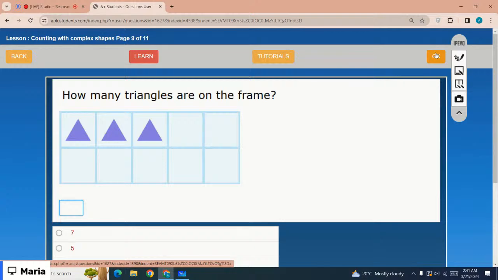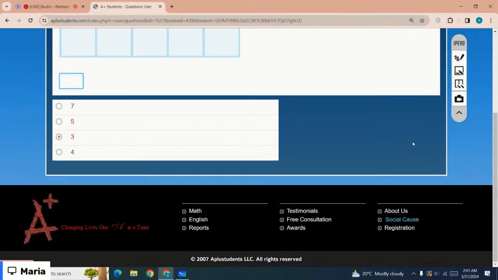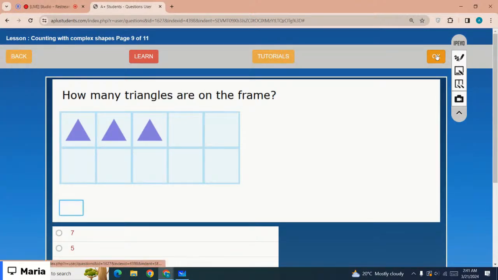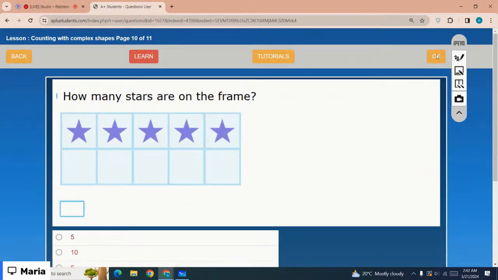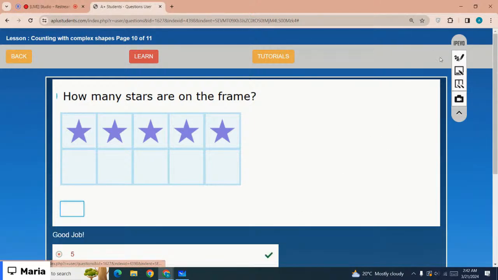There are only three triangles. The correct option is three. I forgot to click on the OK button. How many stars are on the frame? There are only five stars. The correct option is five.